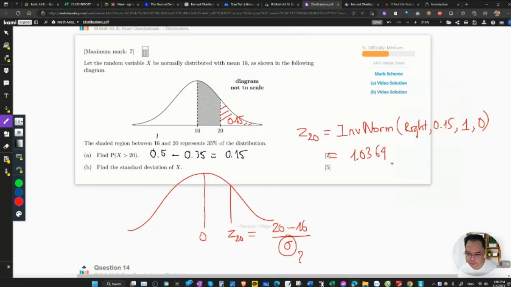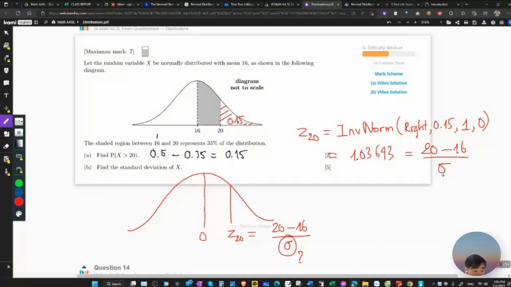Okay, and then from the z here, using this equation, we can find the standard deviation. Please do the rest yourself. This one is equal to 20 minus 16, which is 4, over sigma. So sigma is found easily. This is an example of why we need a standardized normal distribution.